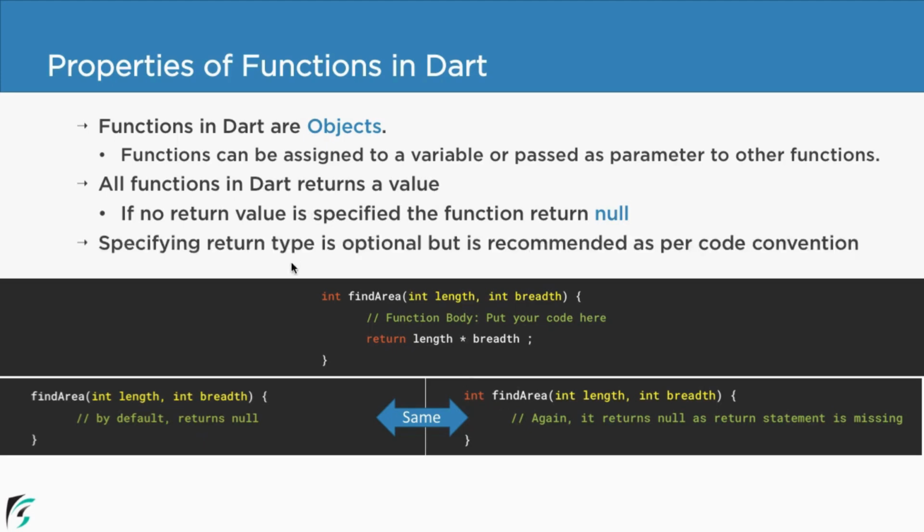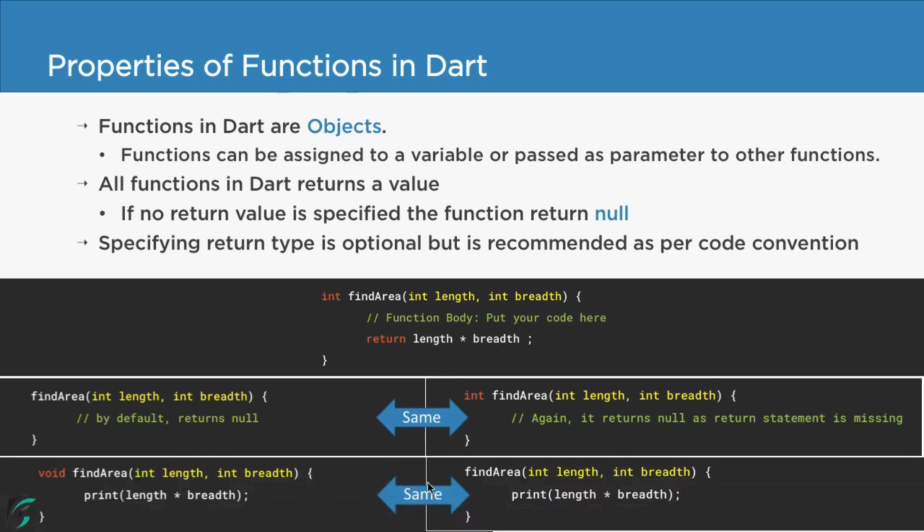Now moving on to the next property. Specifying the return type is optional but is recommended as per the code convention. For that, let us take another example down below. Here on the left and on the right we have two examples. Practically in Dart both are correct, but the most recommended one is the left one because we have mentioned the return type here: void findArea, then our function body. On the right we don't have any return type, but as per convention follow the left-hand side. Always mention the return type here, like this.